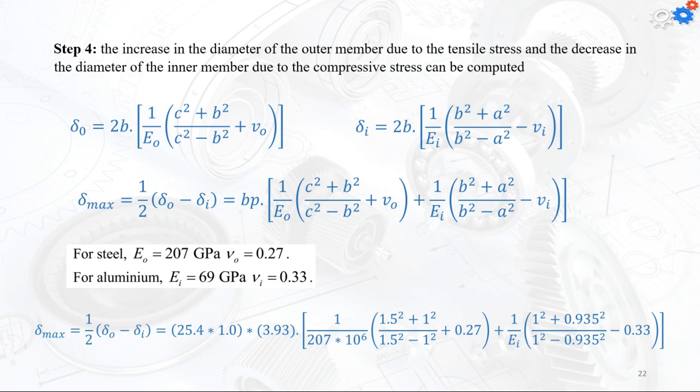All the parameters are given now, so simply we can find that the value for the maximum delta is going to be equal to 0.0224 millimeters, and that's it. Now, just remember that here we say 25.4 times 1, which is the millimeters per inch. That's just a conversion factor. Okay, so that's it.